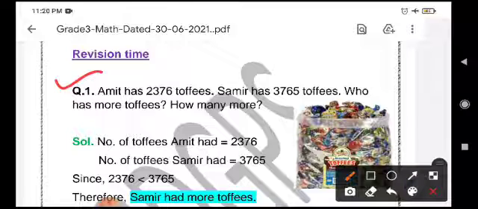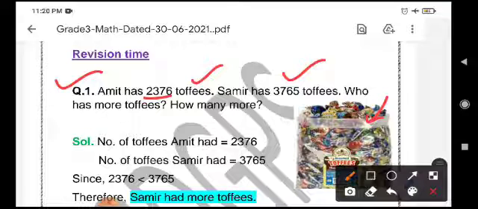As you can see, this is a word problem and this is based on subtraction. So this is a subtraction word problem. Amit has 2375 toffees. Samir has 3765 toffees. Who has more toffees and how many more? First you will decide who has more toffees.